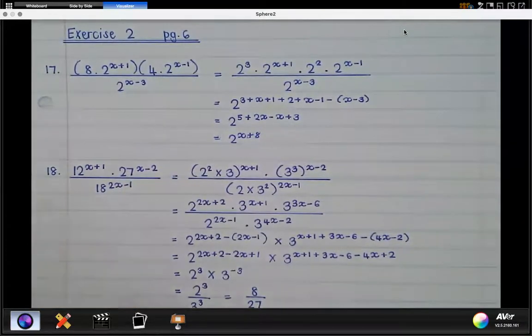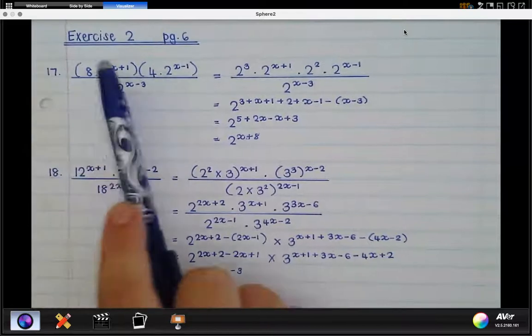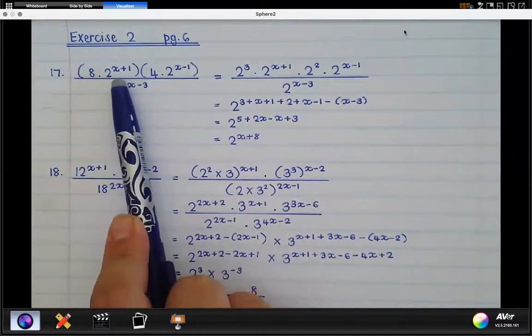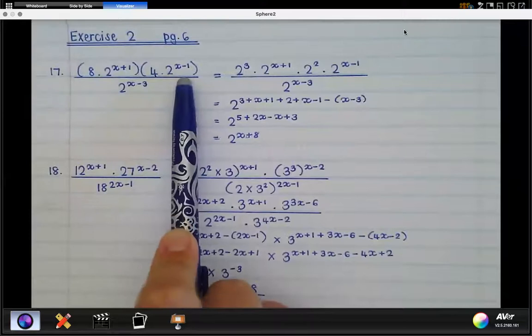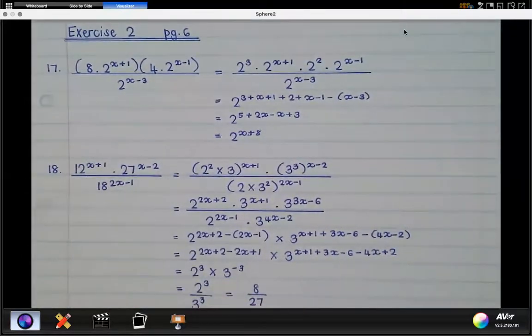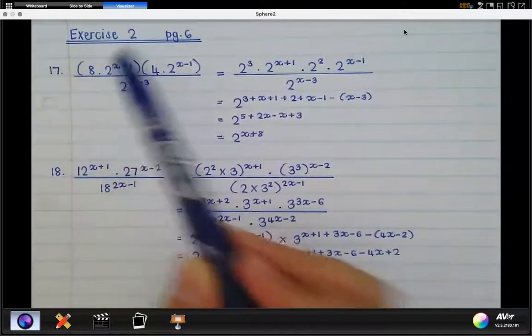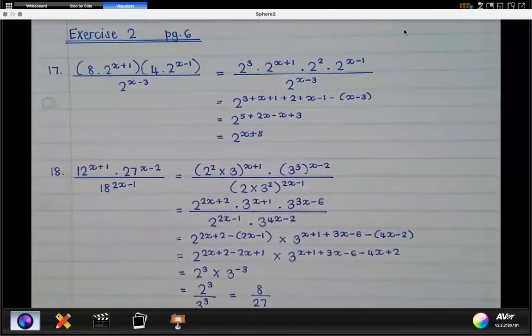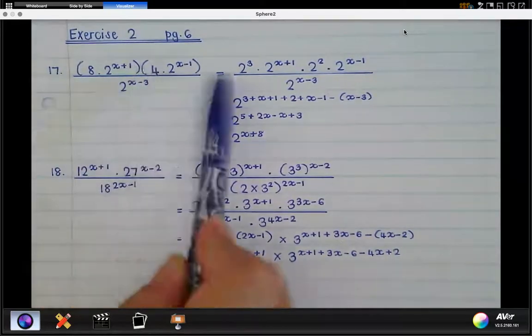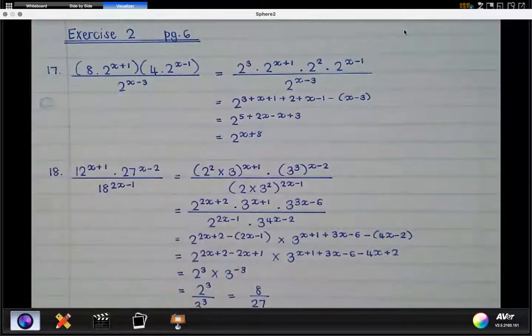So for this one, number 17, you had 8 times 2 to the x plus 1 times 4 times 2 to the x minus 1 over 2 to the x minus 3. Now, guys, I want you to notice that at the top, even though we have two separate brackets, what we're actually saying is that we are multiplying all of these together, even though for some reason they've put these two together in brackets and those together in brackets. We can actually just leave those brackets out and just say that we are multiplying these four. This is all one term.